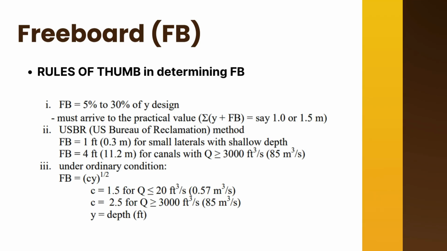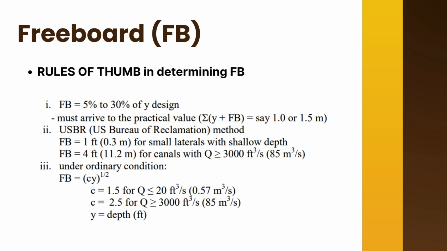Freeboard in open channel design. Finally, let's not forget about freeboard, often abbreviated as FB. Freeboard is the vertical distance between the surface of flowing water and the top edge of the channel. It acts as a safety margin, a buffer zone that helps prevent overflow in case of sudden surges in water level, waves, or unexpected heavy flow. Now, there are several guidelines and methods to determine the right amount of freeboard in open channel design. Let's go through them one by one.